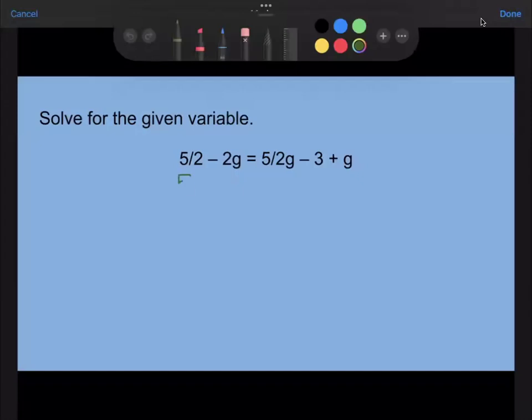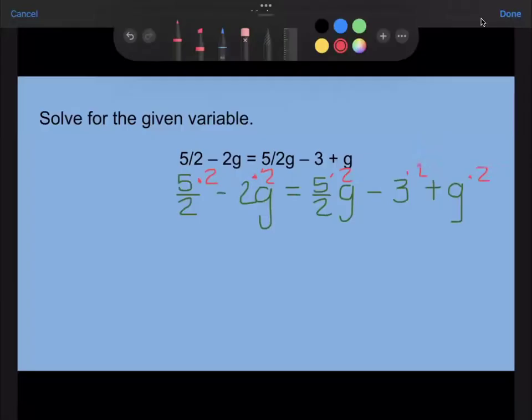And that little secret is, let me rewrite this first: 5 over 2 minus 2g equals 5 over 2g minus 3 plus g. So that little secret that I was telling you about is to multiply each term in the equation by the denominator of the fraction. Since both of these fractions have 2 in them, I'm going to multiply every single term in this equation by 2. That will eliminate the fractions from the equation, which will make it a little bit easier for me to solve.